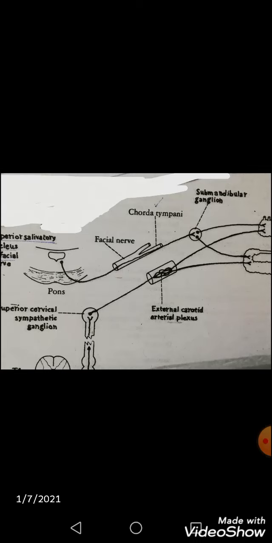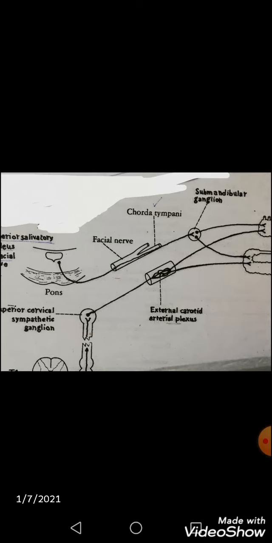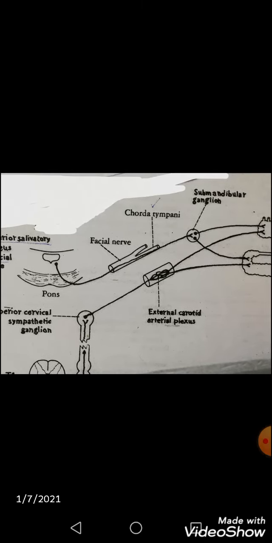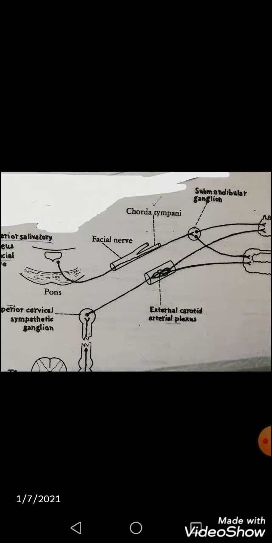Lingual nerve, you know, is the branch of the trigeminal nerve, and the chorda tympani, you know, is the branch of the facial nerve. So you see, in all these 4 parasympathetic ganglia, the branches of the trigeminal nerve are being used as a road or a motorway for the fibers to reach their destination.